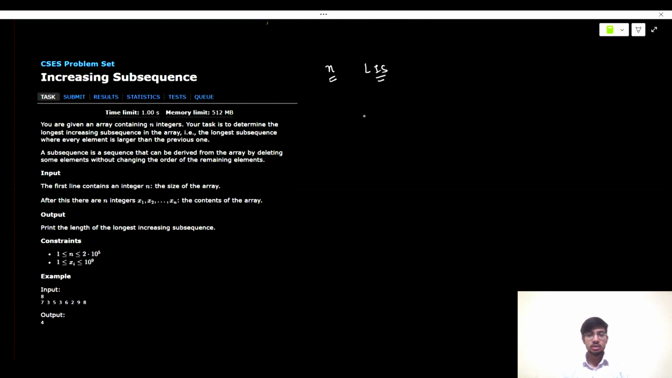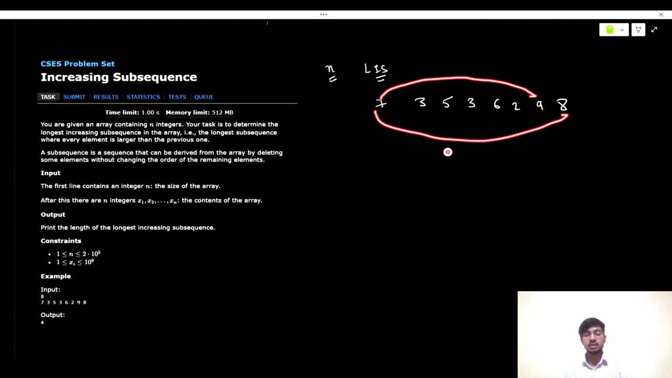So let's understand it with an example: 7 3 5 3 6 2 9 8. Let's find the longest increasing subsequence. That can be 7, then you can take 9. Can you then take 8? No, because every element has to be larger than the previous one. So after 7 9 you cannot take 8 because it is smaller than 9. So 7 9 or 7 8 can be a sequence of length 2.